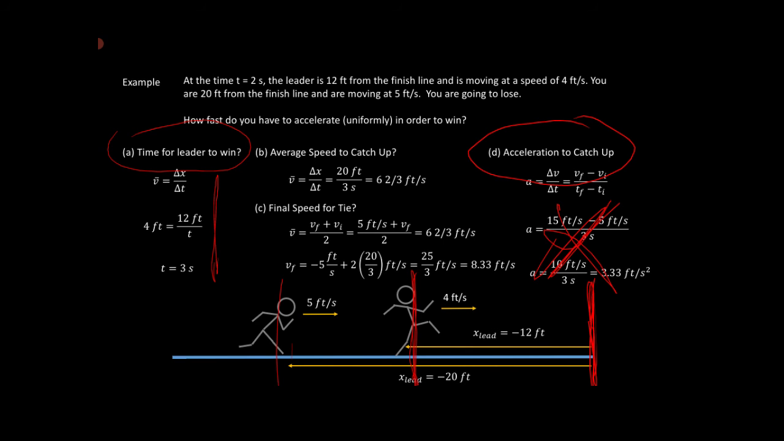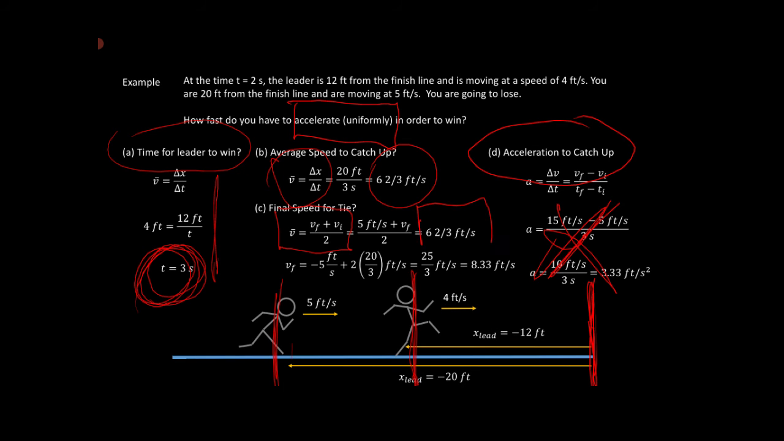Then we need to figure out what your average speed to catch up would have to be. Using the definition of velocity again, we need 20 feet in this time, right? Remember, it would take you 4 seconds to get there, so you have to speed up over those 3 seconds. That average velocity would be 6 2/3 feet per second. The final speed for the tie you get from the uniform acceleration condition, which is that the average velocity is the average of the initial and the final velocities.